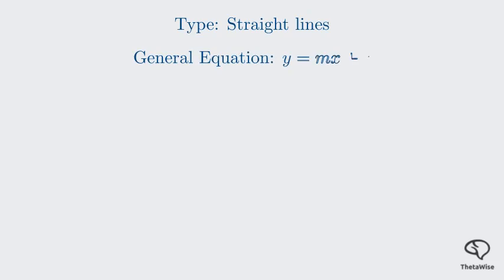Let's begin our review of algebraic and trigonometric graphs, starting with one of the most fundamental types. Straight lines are the easiest to sketch. The general equation for a straight line is y equals mx plus c.